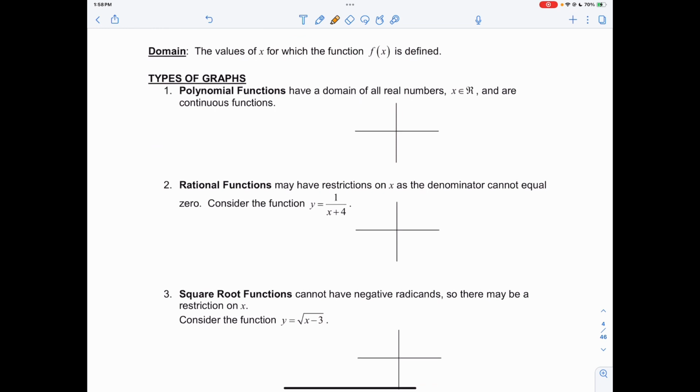We know when we talk about the domain, the x for which the function f of x is defined is just helping us know every possible value we can have. It will help us with our vertical asymptotes. It will help us with points of discontinuity to help us graph out the key aspects of our graph. We know that polynomial functions have a domain of all real numbers and are continuous functions. So a polynomial function is going to be differentiable everywhere.